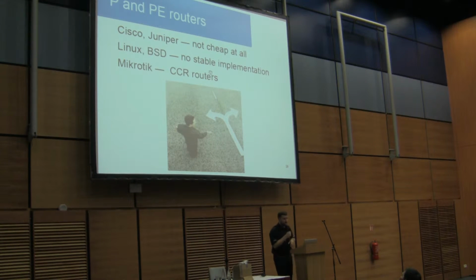So when we were choosing our provider edge routers, and we had to build, let's say for the beginning, 80 provider edge routers, and buy and put them into the existing topology, we were thinking about who is a good vendor. The company, the name we do not say here, the first one, very expensive. Juniper, I can pronounce, not cheap at all. Linux and FreeBSD do not have a stable implementation of MPLS technology. And MikroTik has a nice solution in Cloud Core Routers, which I like so much. And that's also why I made this presentation.